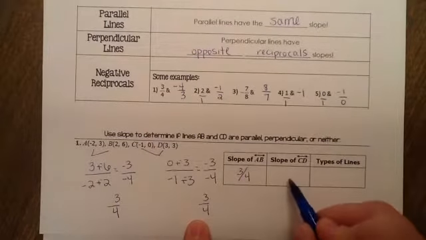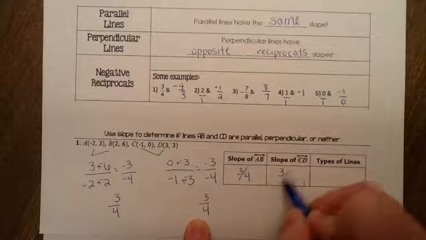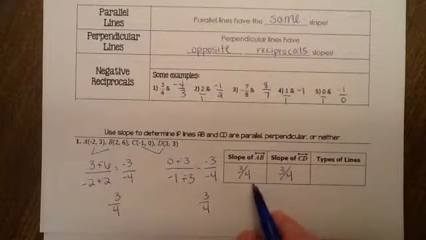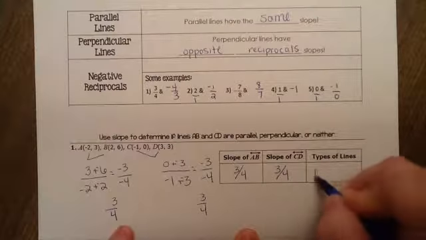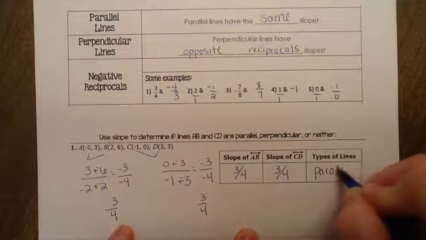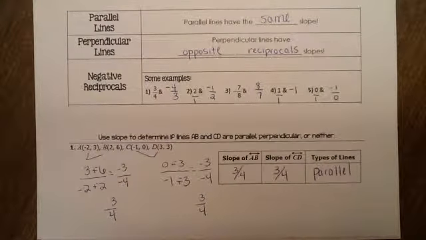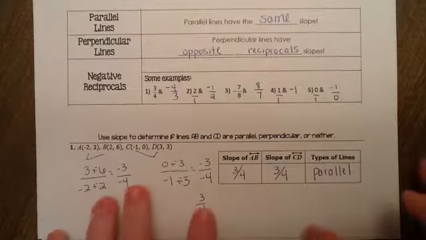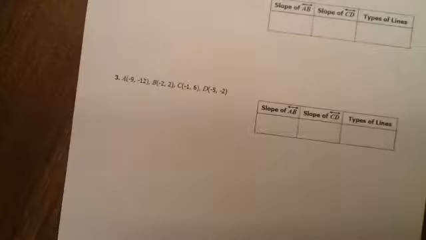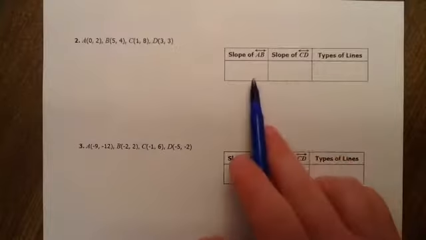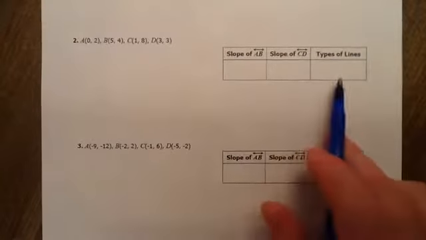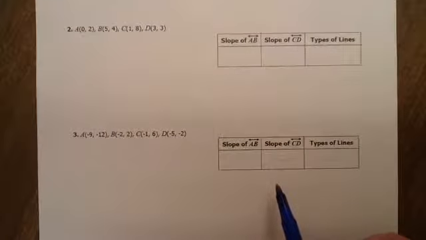What is the slope of CD? 3/4. They are the same, so what type of lines are they? Parallel. If they have the same slope, they must be parallel lines. Nice job. Go ahead and try this one on your own. Find the slope of AB, find the slope of CD, and determine what type of lines they are.